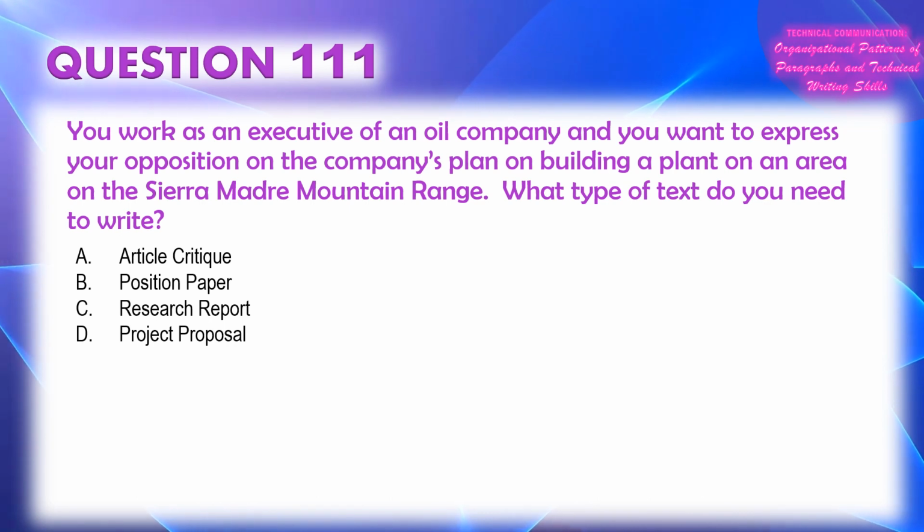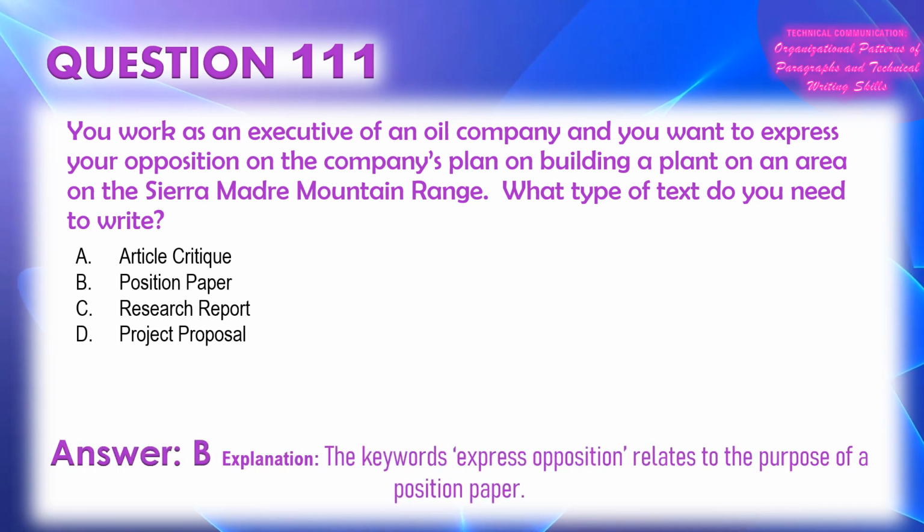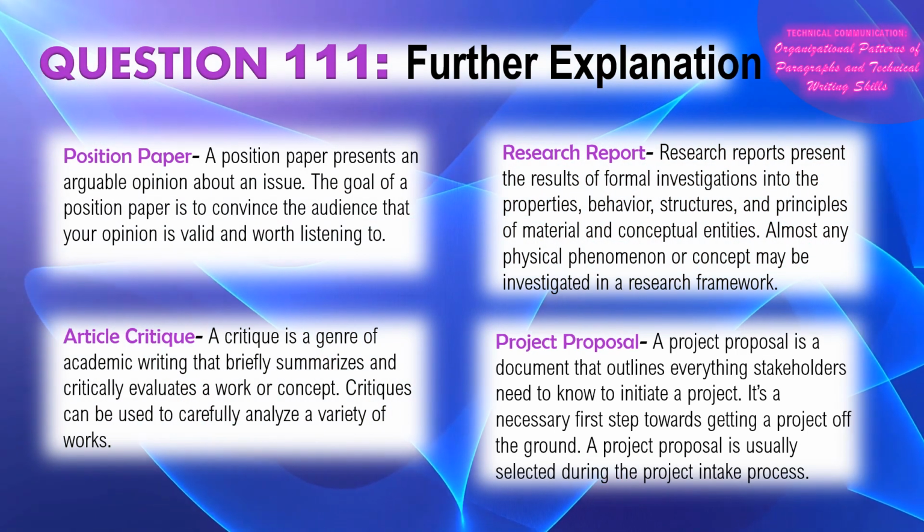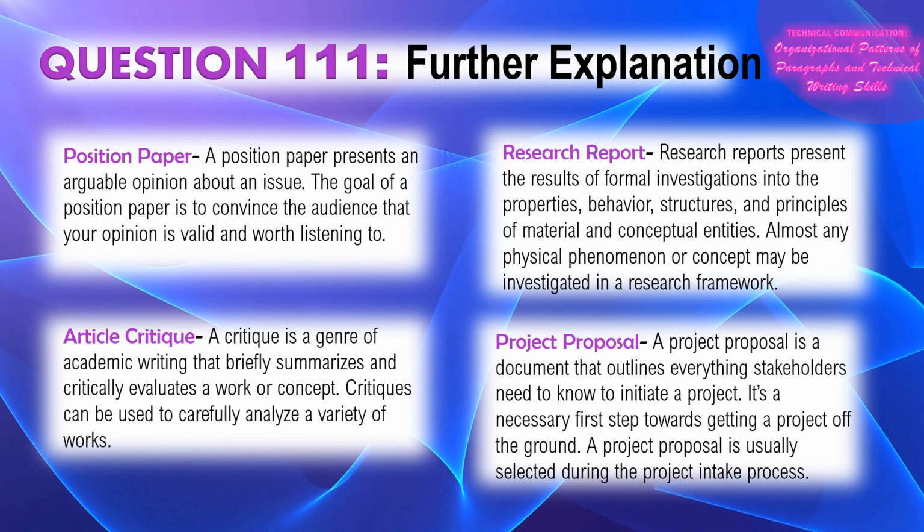Question 111. You work as an executive of an oil company and you want to express your opposition to the company's plan on building a plant on an area on the Sierra Madre mountain range. What type of text do you need to write? Answer: B. Position paper. The keywords express opposition relates to the purpose of a position paper. These are the descriptions of other choices for your further readings.